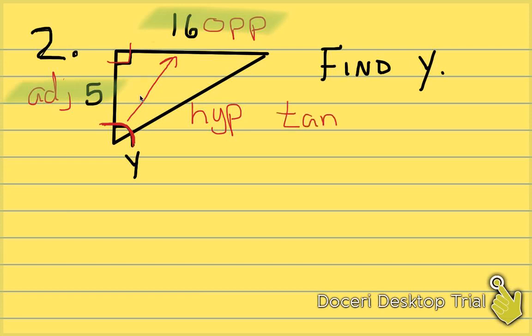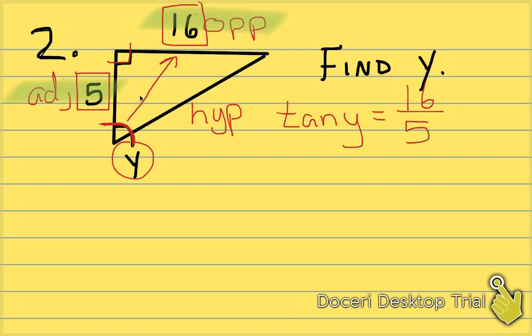So tan of our angle, which is y, equals opposite, which is 16, over adjacent, which is 5. So tan of y equals 16 over 5. Once again, when you are looking at this, can you put tan y in your calculator? Again, the answer is no. You cannot put that in your calculator. So you have to do something else.